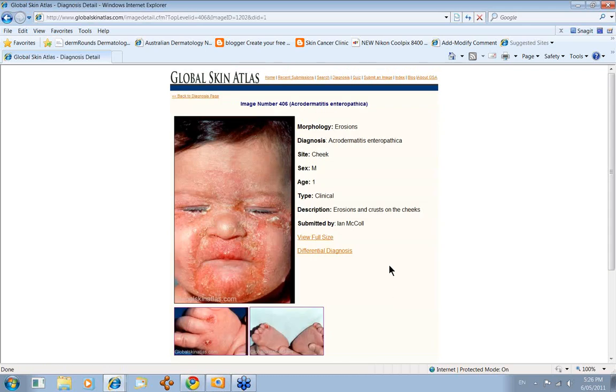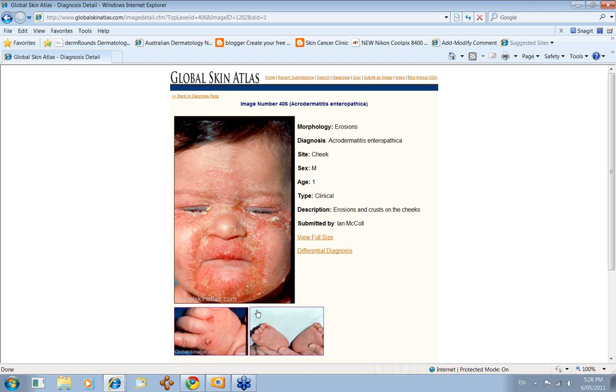This was one I submitted quite some time ago, and it shows some of the characteristic features of this condition. Note the perioral or periorificial rash. Note how dermatitic this looks. The skin's broken here, you've got crusting, you've got oozing, and quite marked oozing around the eyes as well.